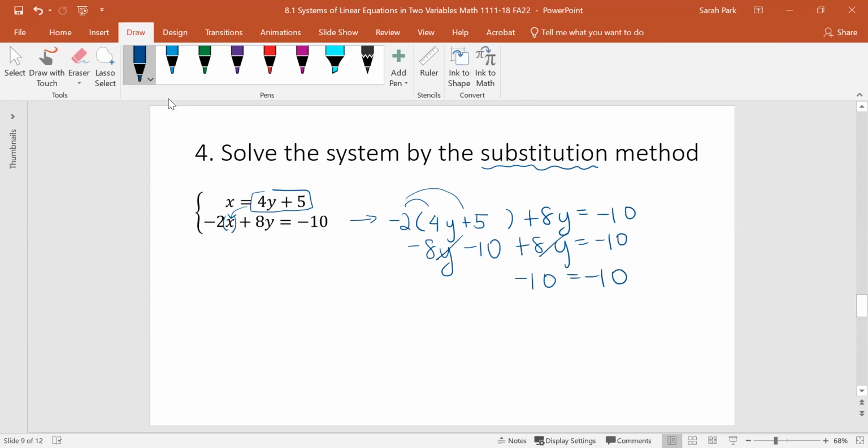And this is a true statement all the time. It's always true. All the variables disappeared. So what this means is these basically are the same two lines. If we were to graph them, there would be overlapping lines. So this would be infinitely many solutions, for all real numbers.